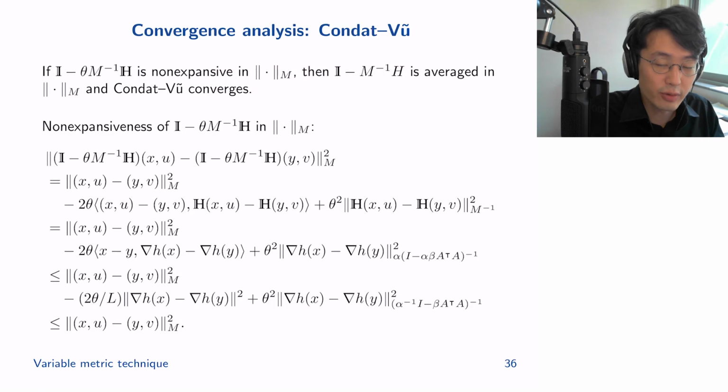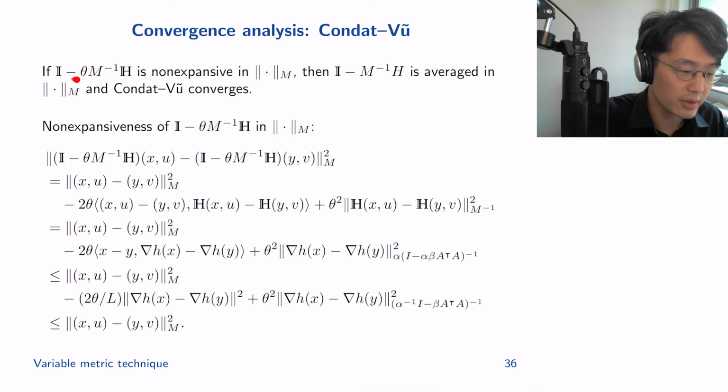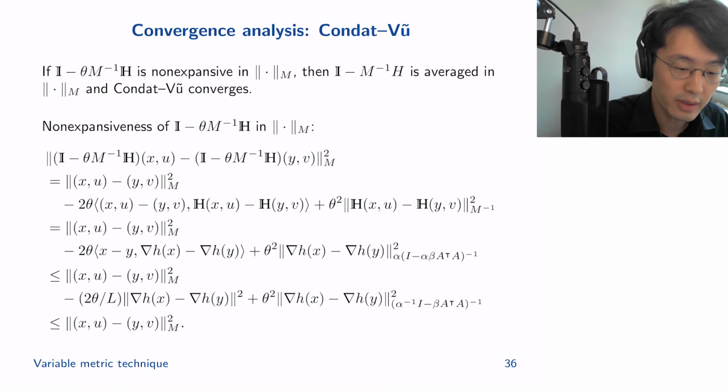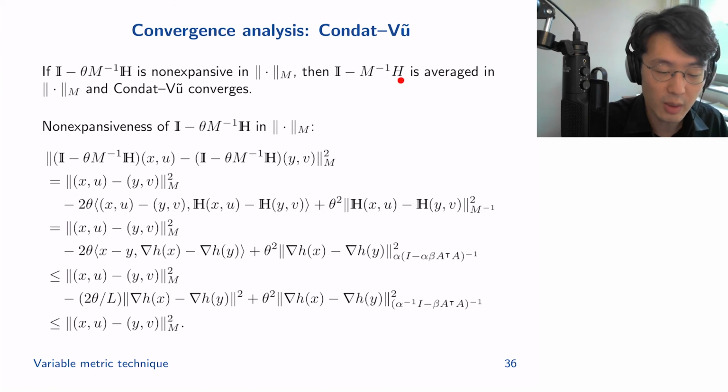Now that we have established the preliminary calculations and the definitions, we are ready to perform the convergence analysis of Condat-Vu. So our plan of attack will be to establish that this operator, with the theta here, is non-expansive in the M norm. This will imply, because theta is strictly bigger than 1, that this operator, which is the forward step operator used in the variable metric forward-backward splitting used to derive Condat-Vu, is averaged in the M norm.